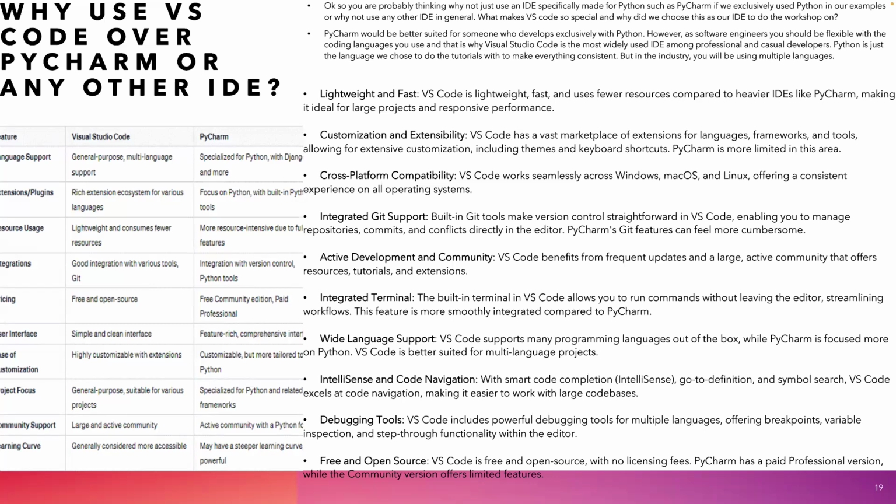Git support is built in and it makes it straightforward, enabling you to manage repositories, commits, and conflicts directly in the editor. But PyCharm's Git features can feel a bit more cumbersome. Active development and community: a lot of people use it and they're constantly updating it. So you can always find tutorials or just people that can help you out with figuring things out.